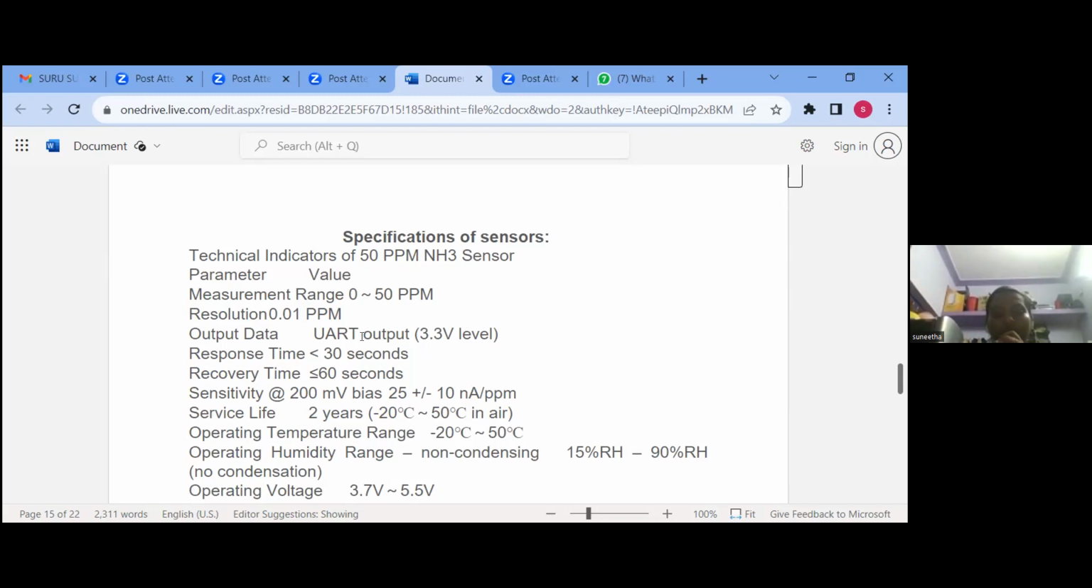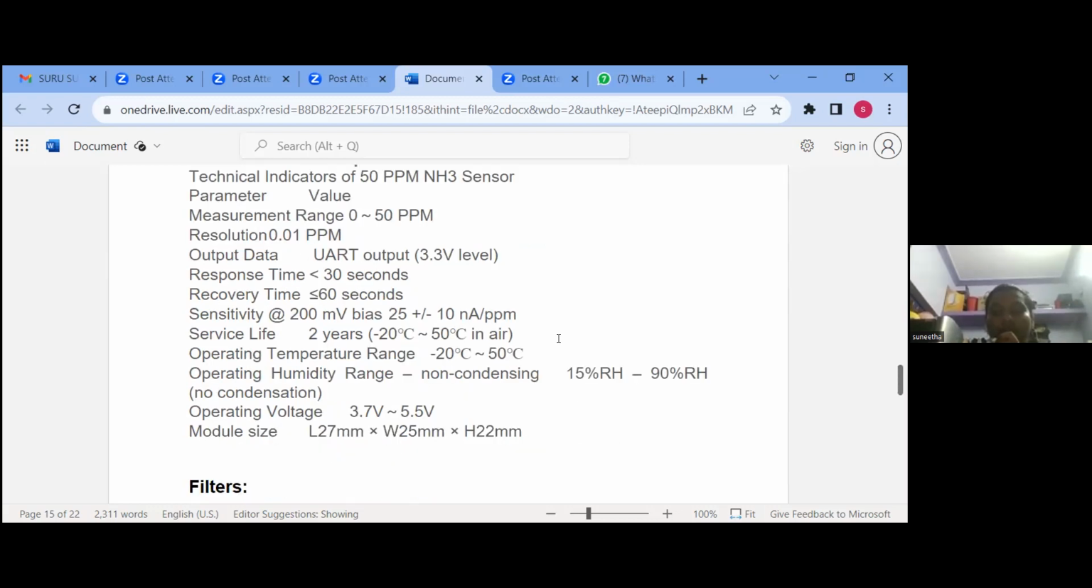Output data is UART output, 3.3 volts. Response time should be less than 30 seconds, and recovery time should be less than or equal to 60 seconds. Sensitivity of the sensor is 200 millivolts. This is very low, so we have to handle it carefully. Service life is 2 years, and operating temperature is minus 20 degrees Celsius to 50 degrees Celsius.